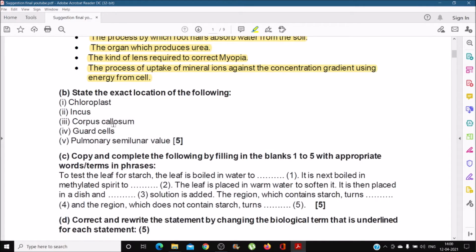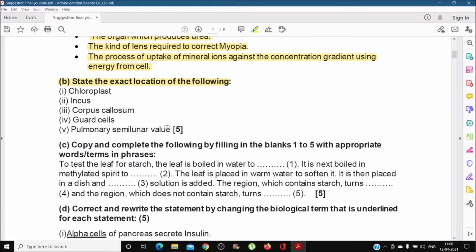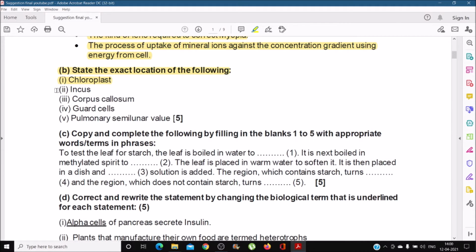Next, section B. State the exact location of the following. Number 1, chloroplast. Number 2, incus. Number 3, corpus callosum. Number 4, guard cells. Number 5, pulmonary semilunar valve.